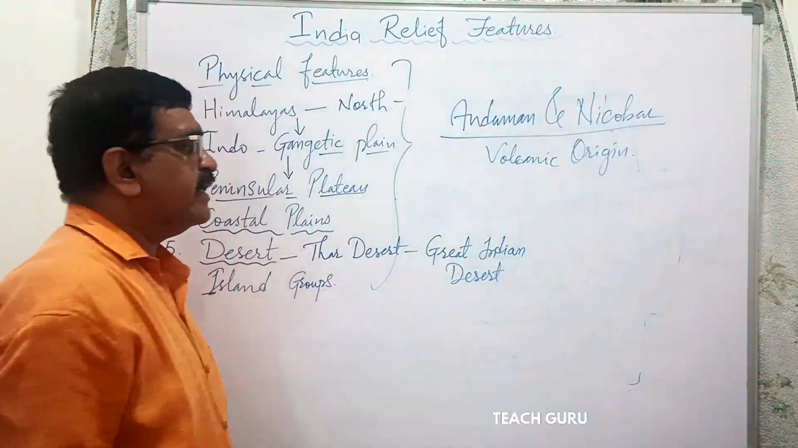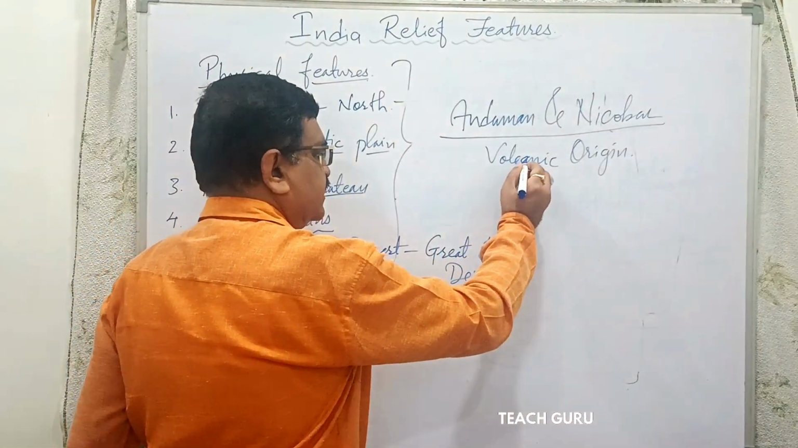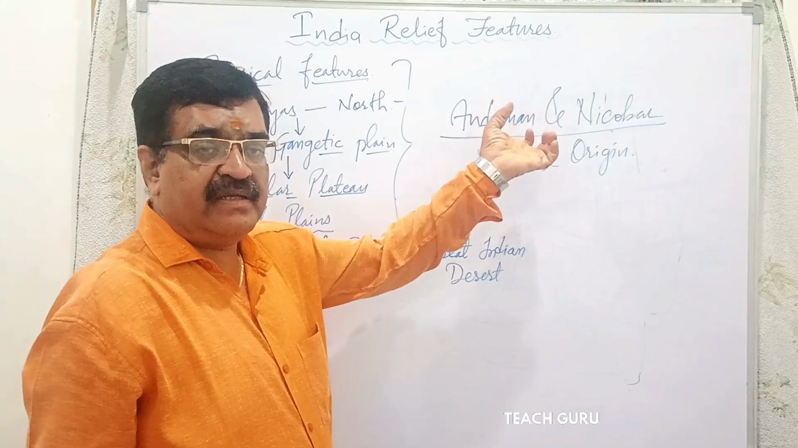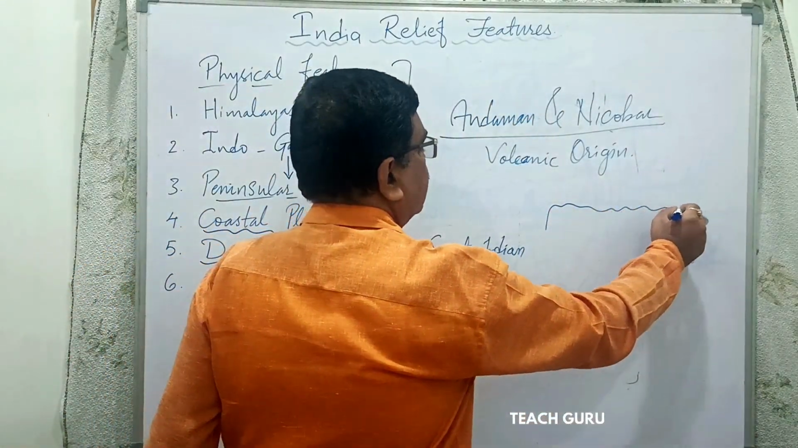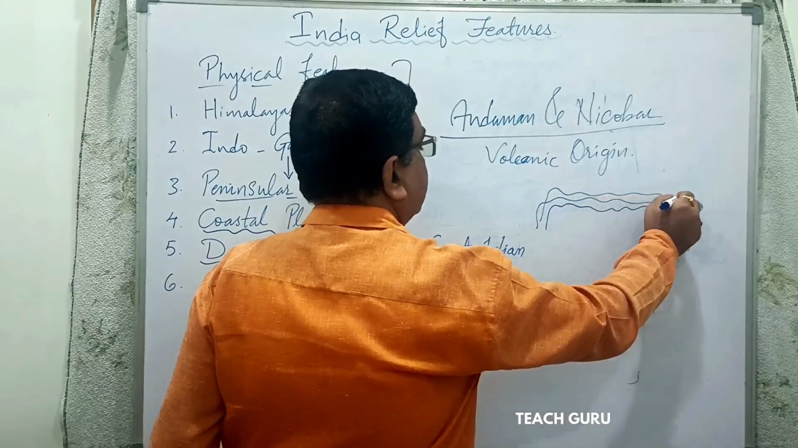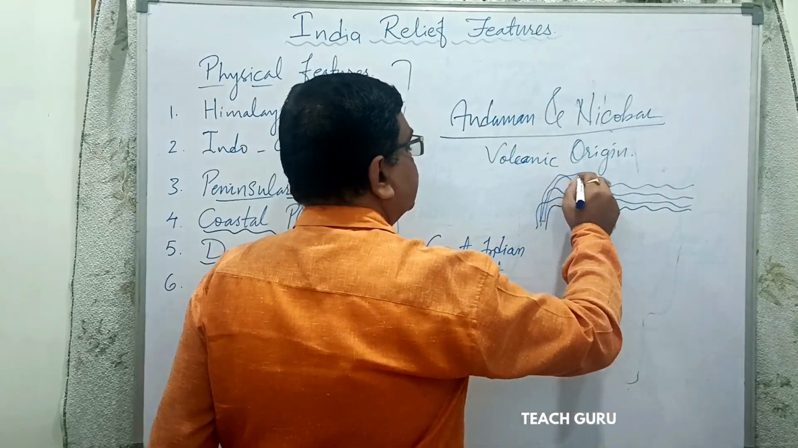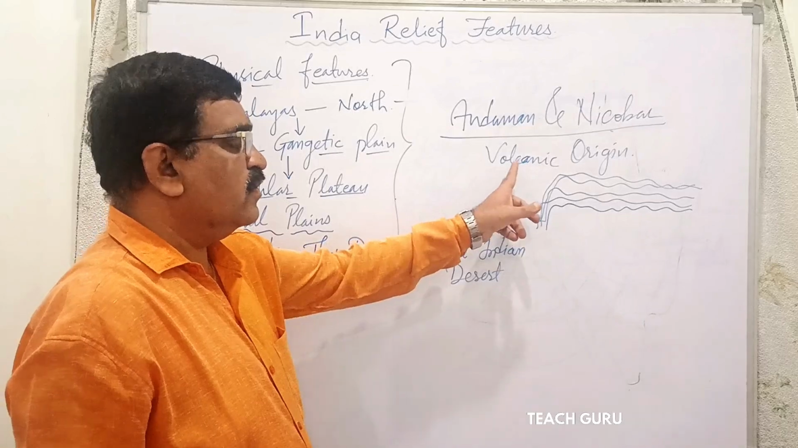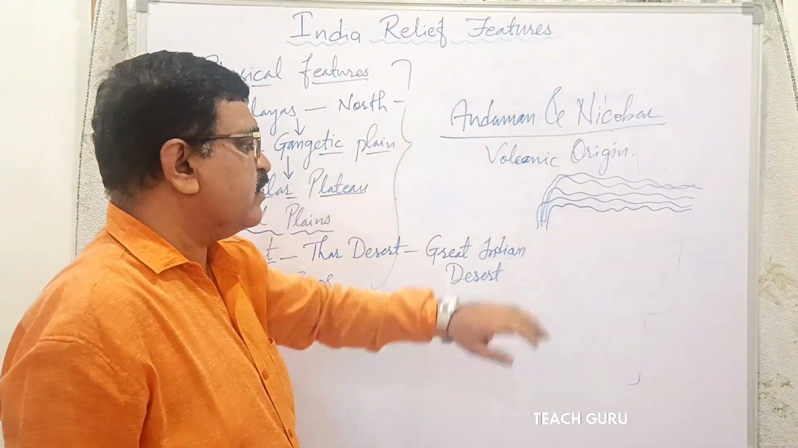Now, what do you mean by volcanic origin? Volcanic origin means inside of the sea there was a volcanic eruption, and the lava which came out of the volcano has deposited layer after layer, and it has raised above the sea water, and likewise the Andaman Nicobar Islands are formed, and that is called volcanic origin. Andaman and Nicobar Islands are of volcanic origin.